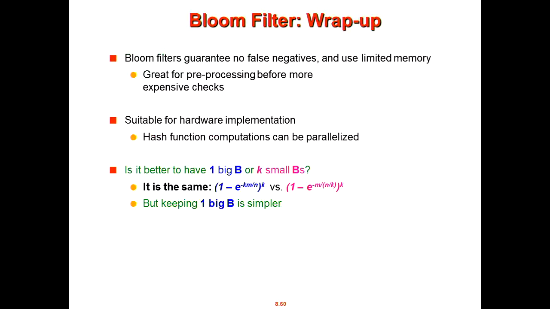The Bloom filters guarantee no false negatives and use limited memory. It's about the bit array. It depends on how much size you give to the bit array. And it's great for preprocessing before more expensive checks. And it's suitable for hardware implementation, because hash function computations can be parallelized. Right? You can compute hash functions on different computers.